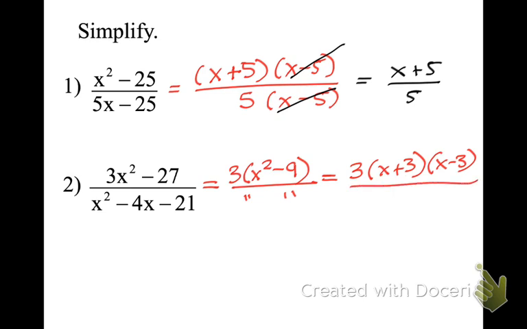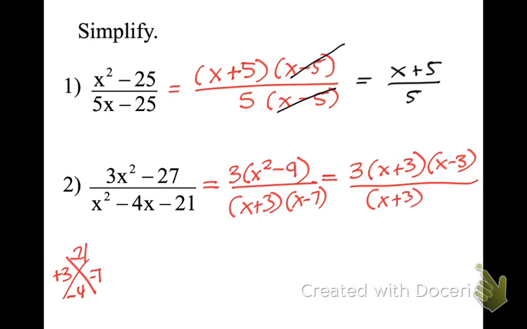Now, what multiplies to negative 21 and adds to negative 4? 7 and 3. Negative 7, positive 3. So that is x plus 3 times x minus 7. Looks funky. x plus 3 times x minus 7.